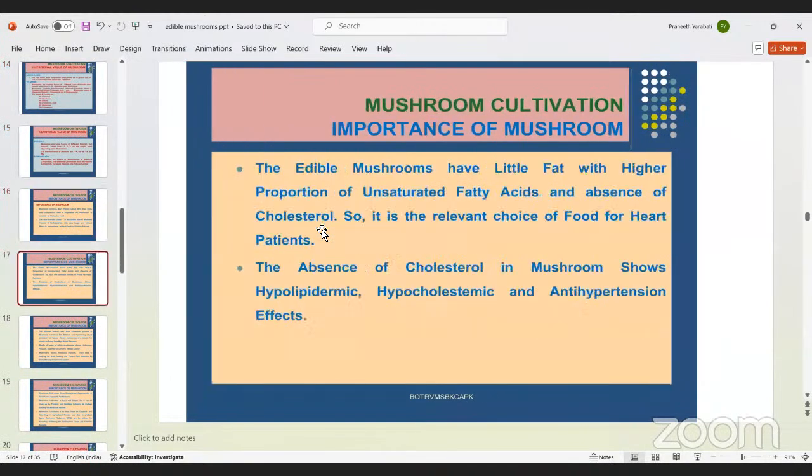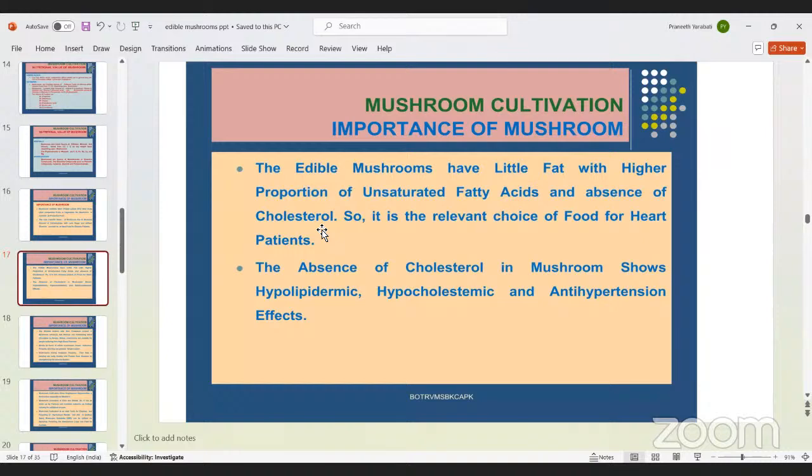Now, some of the edible mushrooms. Examples of these edible mushrooms: they have little fat with a high proportion of unsaturated fatty acids and absence of cholesterol. So it is a relevant choice of food for heart patients.